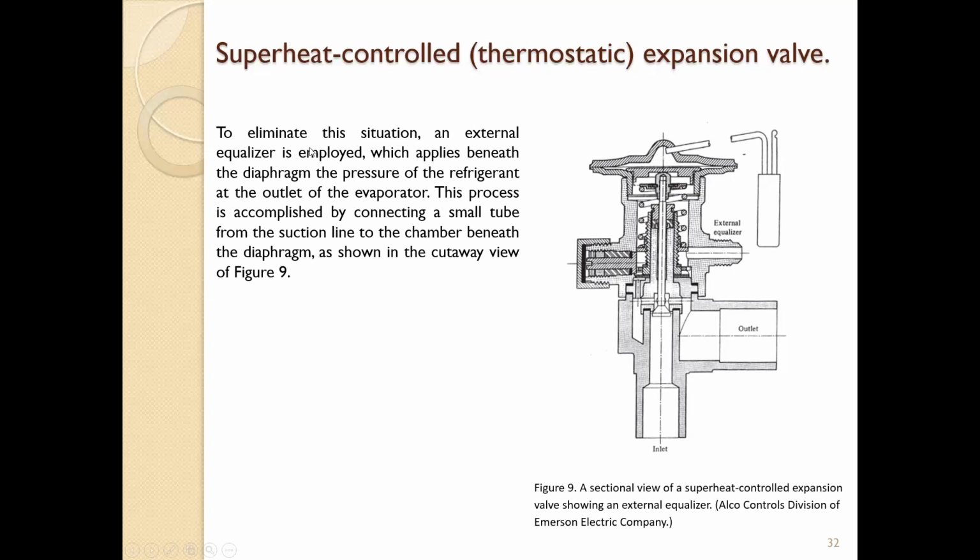An external equalizer is employed which applies beneath the diaphragm the pressure of the refrigerant at the outlet of the evaporator. This process is accomplished by connecting a small tube from the suction line to the chamber beneath the diaphragm. So, as shown in the cutaway view of figure 9. Figure 9 is a sectional view of a superheat controlled expansion valve showing an external equalizer. This is its competition, Alco Controls.